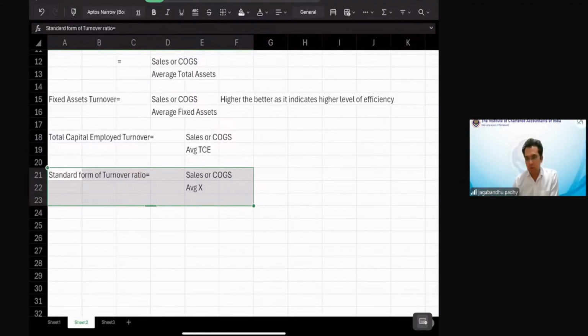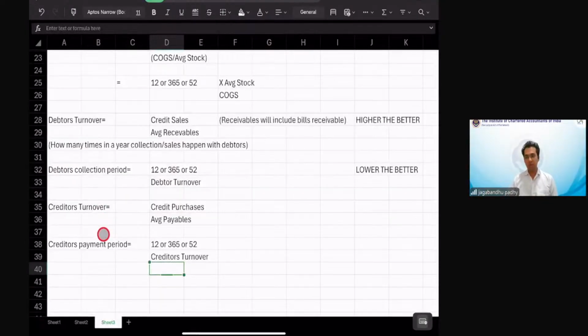Creditors payment turnover, lower the better. Payment period is higher the better. Yes, perfect, Jayendra. Correct, Jayendra. In case of creditors turnover, it's going to be lower the better, and payment period is going to be higher the better. Okay, these are our turnover ratios that we were discussing.